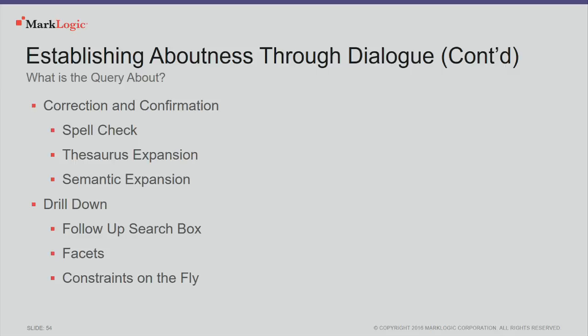And then finally, drill down. Following up on the search box. When you have a search box on the top of a results page, what does that mean? Well, it can mean one of two things. Either you can enter a new search here, or you can drill down into your existing results list. This is an opportunity for you to do further dialogue, to allow the user to specify more clearly what they are looking for. Then, of course, the facets on the left and constraints on the fly, which I will give an example of.